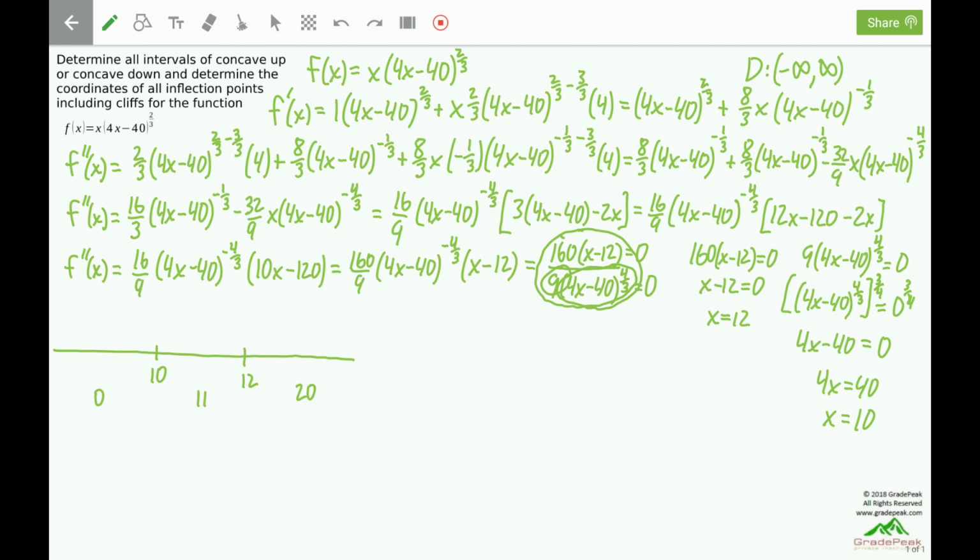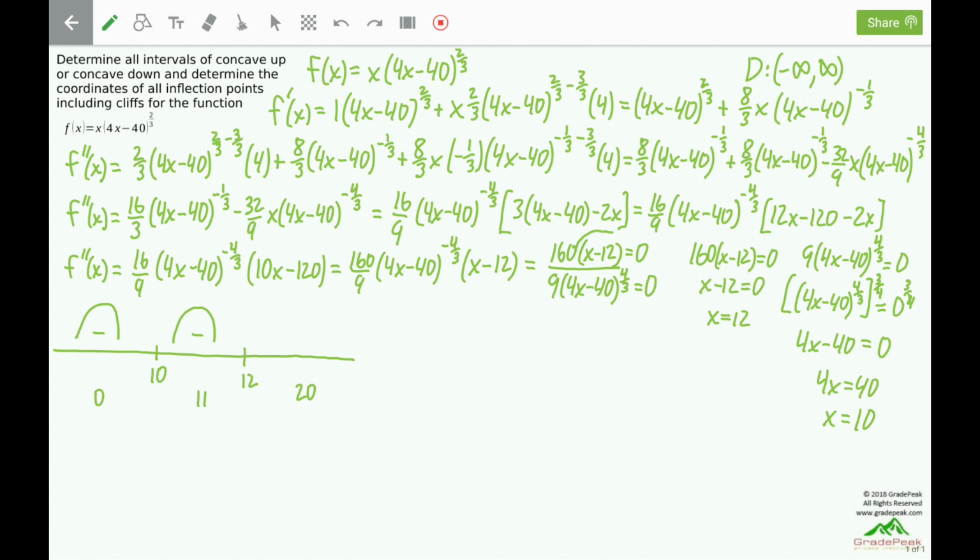In the numerator, the 160 is always positive and therefore it also does not affect the sign of the second derivative. Therefore, the only portion that matters to determine whether it is positive or negative is the x minus 12. Plugging in the first test value into x minus 12, 0 minus 12 is negative. We have a negative second derivative. This corresponds to concave down. Plugging 11 into the portion of the second derivative that matters, 11 minus 12 is negative. We have a negative second derivative. This corresponds to concave down.